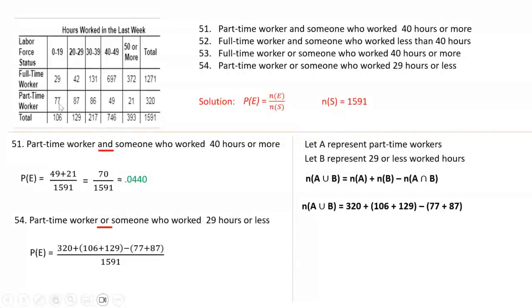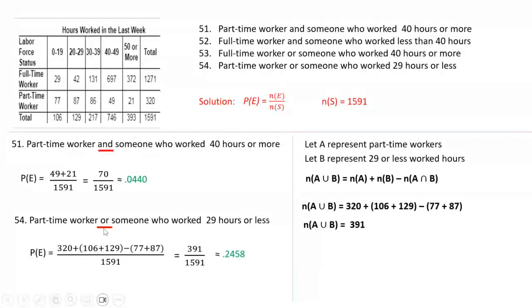And then where does this event, the part-time workers, and worked 20 hours or less, right, will be this. This is where they intersect. That's what's going to be minus 77 plus 87. That's how we got this right here on the left. So then the answer will be 391. So it'll be 391 over 5091. And the answer will give us something like 0.2458.